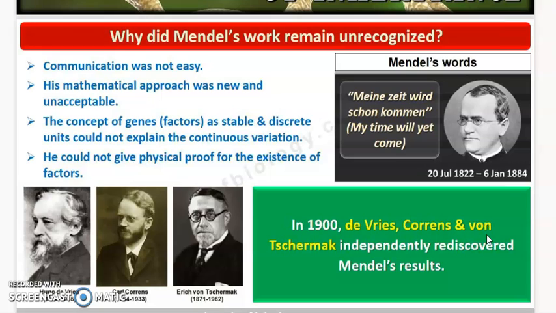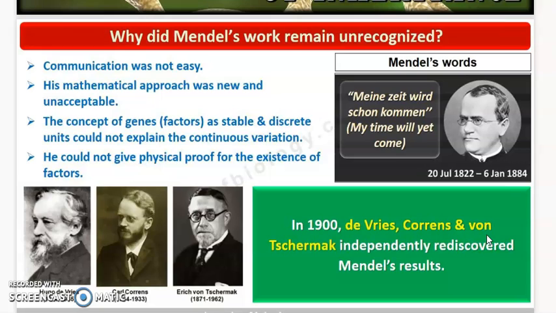And the third one is that Mendel's approach of using mathematics to explain biological phenomena was totally new and unacceptable to many of the biologists at that time. And finally, though Mendel's work suggested that factors were discrete units, he could not provide any physical proof for the existence of factors or what they were made of.